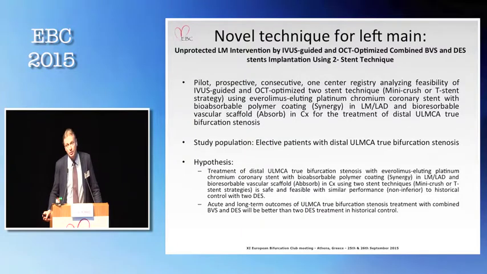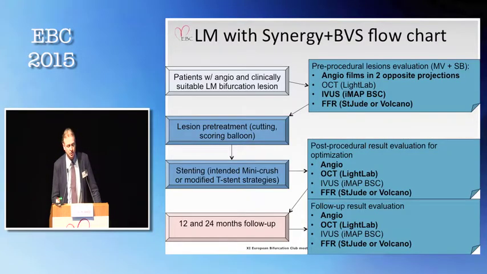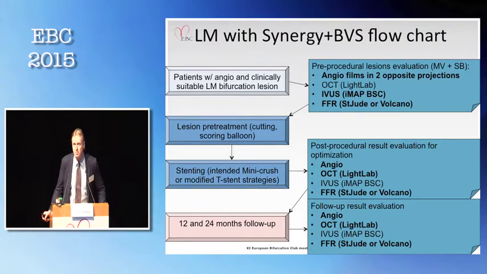But now we try a new method and to combine BVS and this for left main intervention. This flow chart: you see this patient, angio and clinically suitable for left main bifurcation, angio or CT, IVUS, OCT and FFR, because we also put in the study, especially with computational FFR, the idea that in future, if you use BVS, you can also use it for patient follow-up.